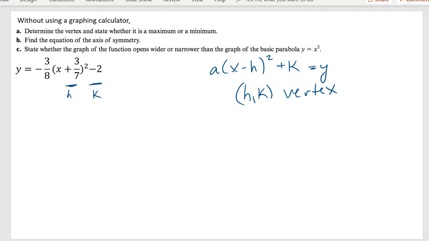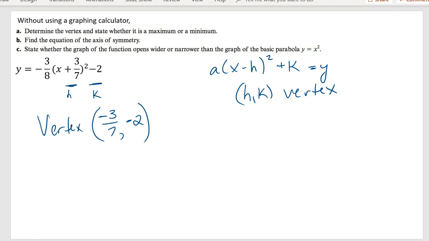Now notice in our vertex form it's a minus. So I always say h lies. Whatever you see, if you see a plus 3/7, it's really a negative 3/7. So h lies and k tells the truth. Whatever you see with k is telling the truth. So my vertex is (negative 3/7, negative 2).